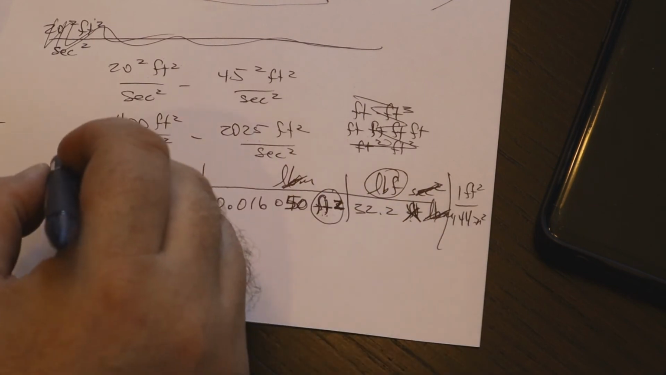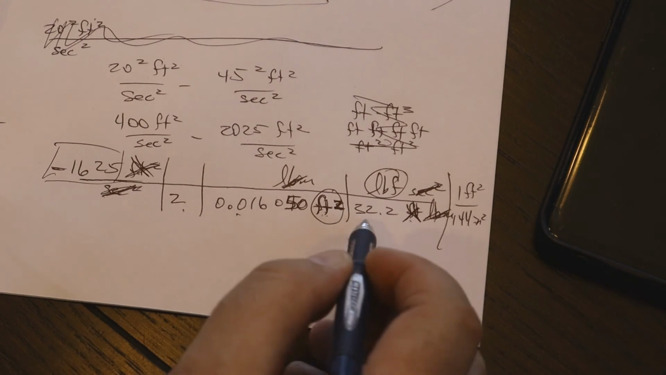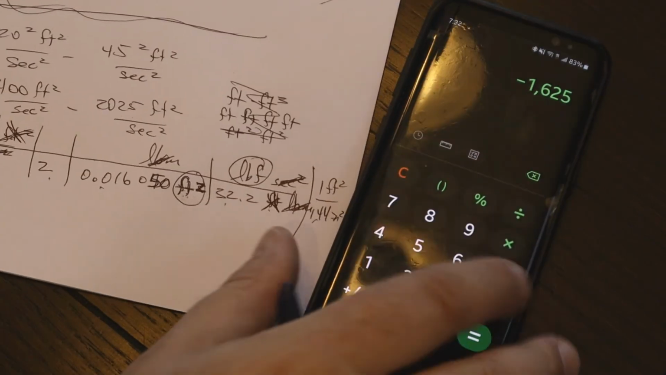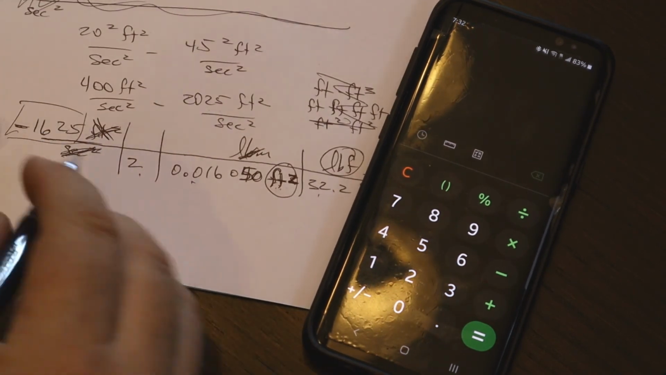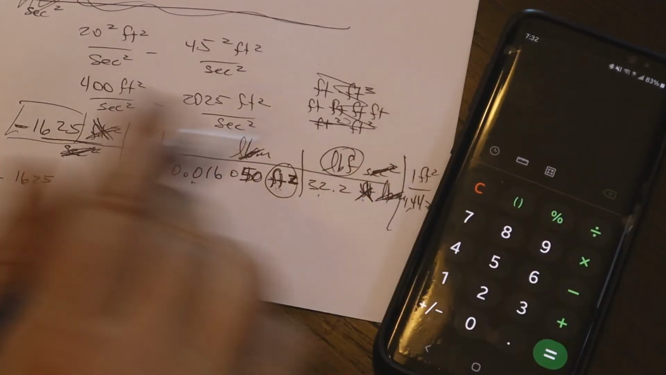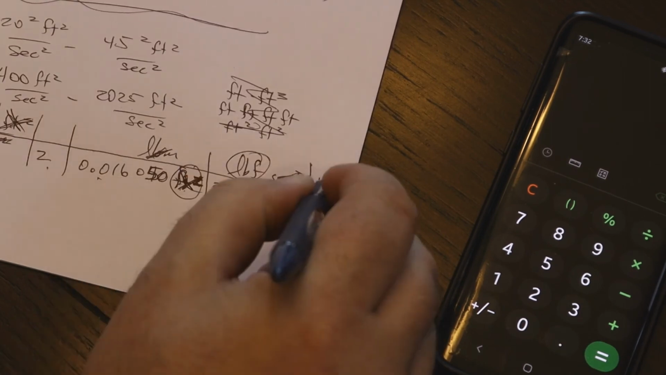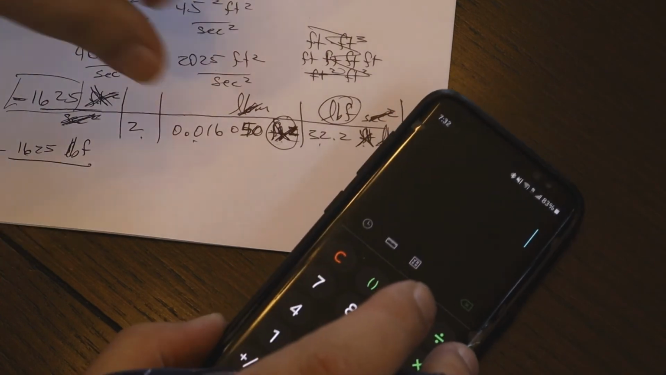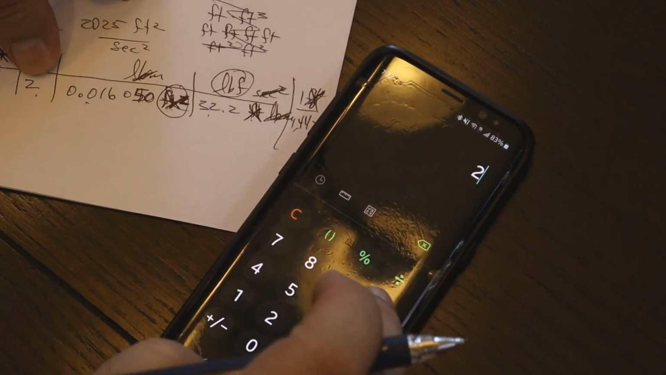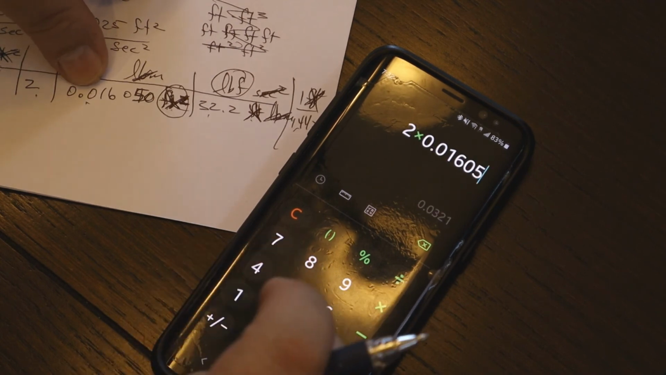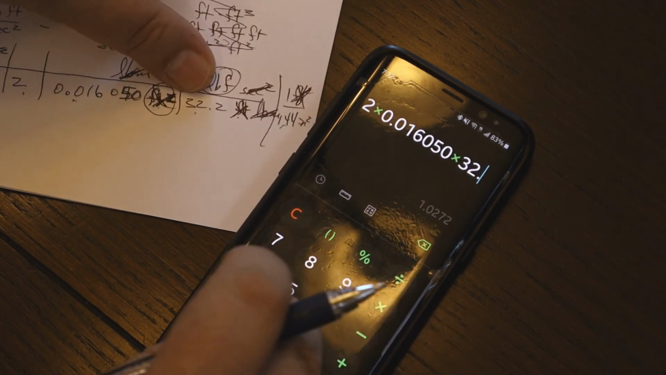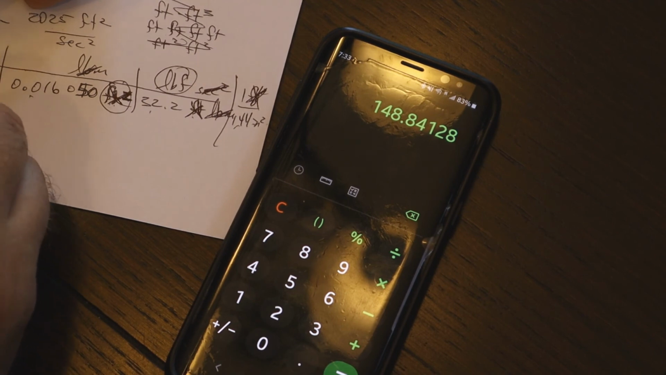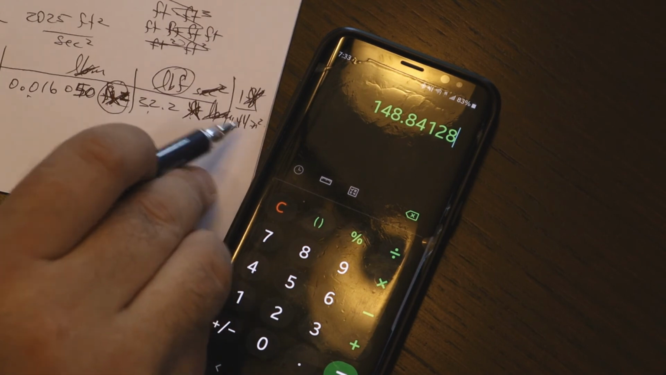Now, the only number I have in the top is minus 1625, and then I have all this in the bottom. So trying to figure out how to put this into a calculator, it's a little tough sometimes. Let's just solve it a piece at a time. I already know what's on the top of my equation. It's minus 1625, and I know that the units on the top are pounds force. Now I'm just going to do the math for the bottom. So you do the top separately from the bottom. 2 times 0.016050 times 32.2 times 144 equals 148.84. And my units on the bottom are inches squared.